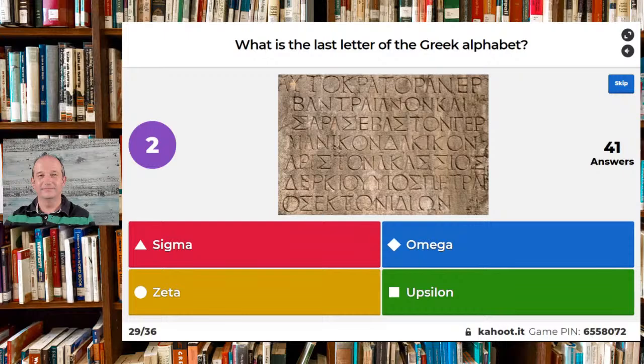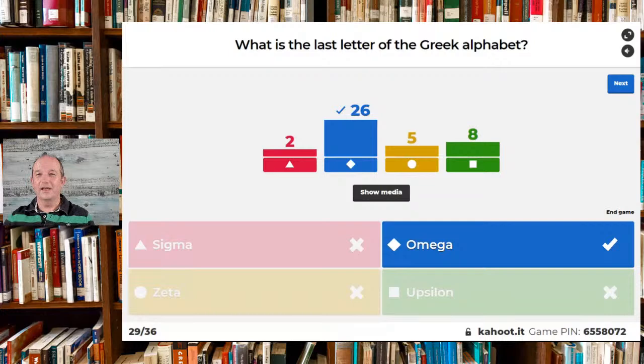There we go. And the answer is Omega. 26 of you knew that. 26, that's funny, the number of letters in the English alphabet. There you go, 26, but there we are. I thought I'd made Zeta up, but it's the sixth letter. Sigma and Epsilon, no idea where they come. The last letter is Omega. So that's the correct answer.